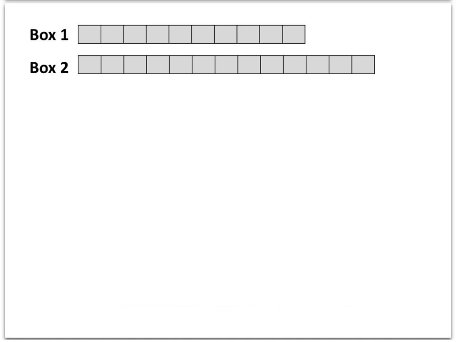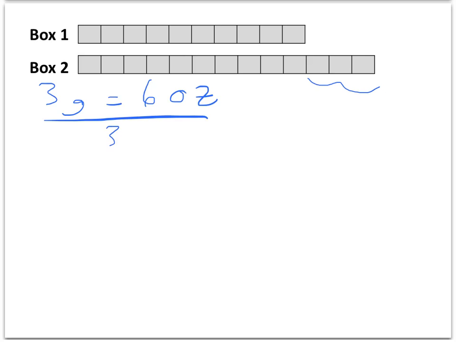So now let's analyze the strip diagram a little bit. We want to know what's the total weight in the boxes together. We're told that box 2 has 30% more, so that's represented by those 3 groups there. We're also told that that additional amount is equal to 6 ounces. So 3 groups of chocolate equals 6 ounces. Now we're going to figure out how much one group weighs. We're going to divide both sides by 3, and we get that one group equals 2 ounces. So now we know how much each group of chocolate weighs.